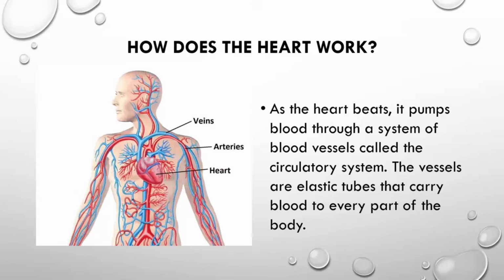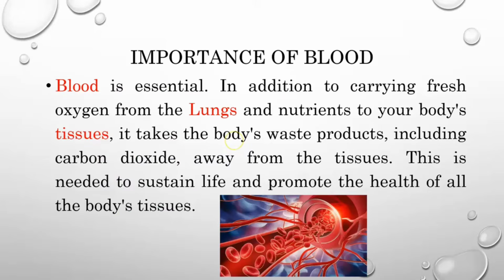Now, how does the heart work? Before learning about this, we should know about the blood vessels. Okay, there are three types of blood vessels: veins, arteries, and capillaries. These are elastic tubes. They carry blood from various parts of our body to the heart, and from the heart they carry blood to the various parts of our body. The blood is circulated inside our body through these blood vessels. So the entire system we call the circulatory system.